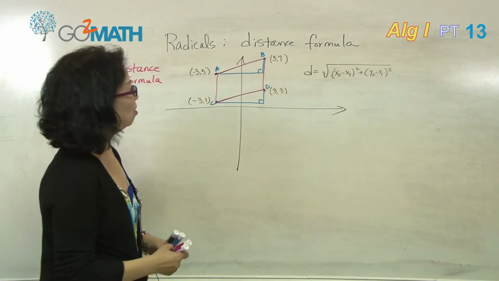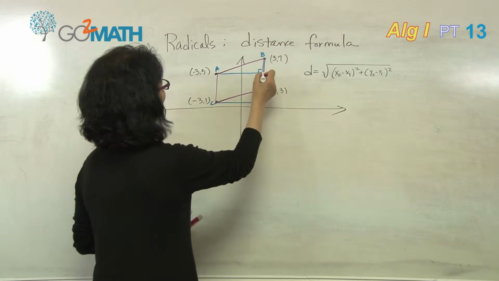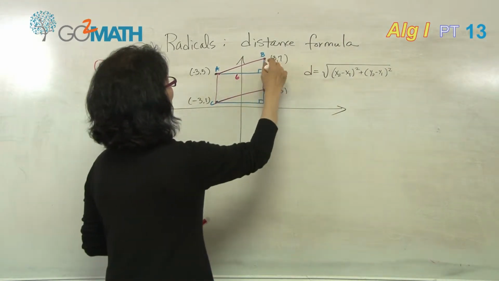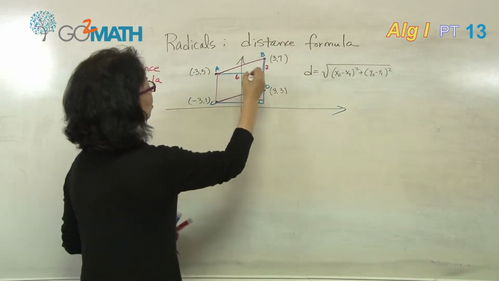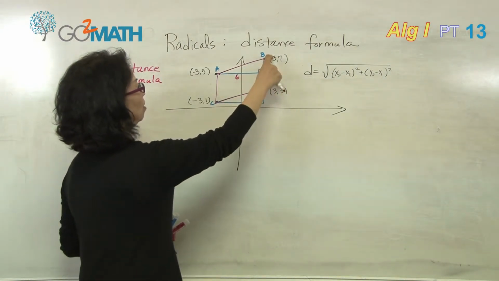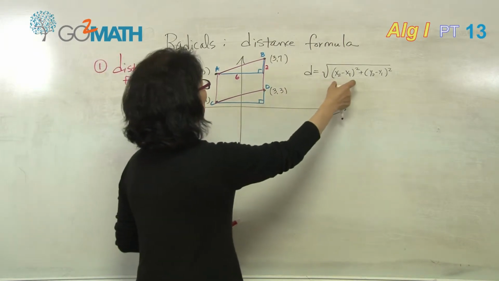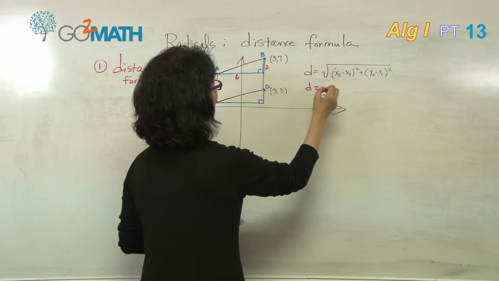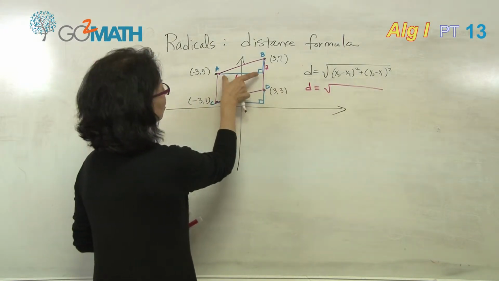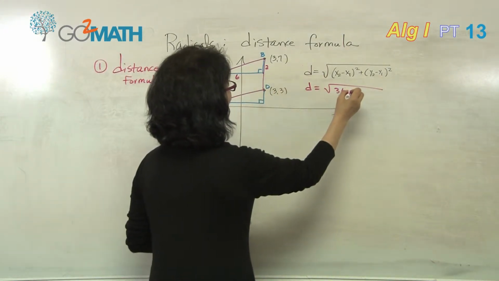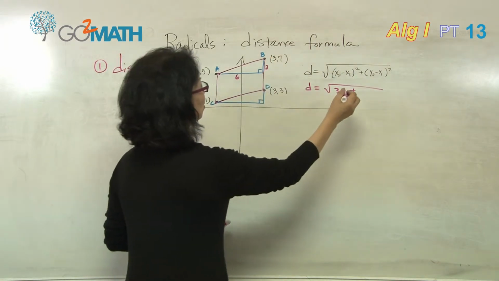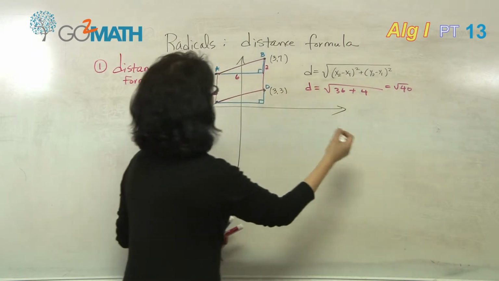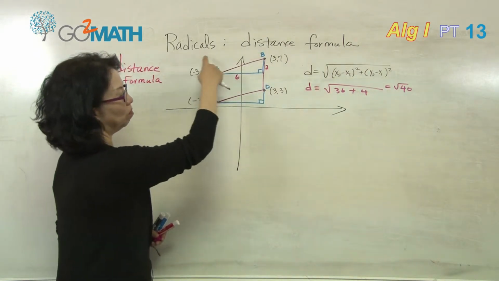And that tells me x2 minus x1, 3 and minus 3, how far apart are they? This is 6. y2 minus y1 is 2. So in this right triangle, I have one side 6 and the other side 2. So 6 squared plus 2 squared, and then square root. So the distance AB is x2 minus x1, 6 squared, 36, plus y2 minus y1, 2 squared, is 4. So I got square root of 40. And this distance is a radical number.